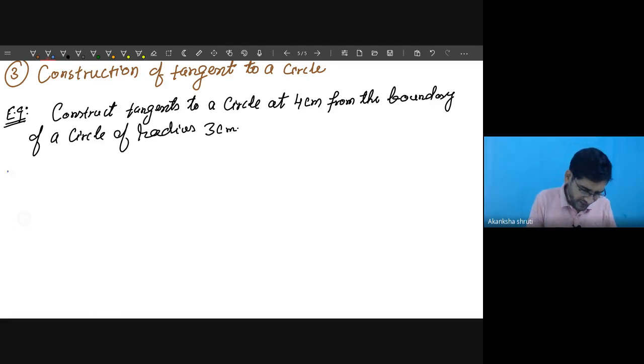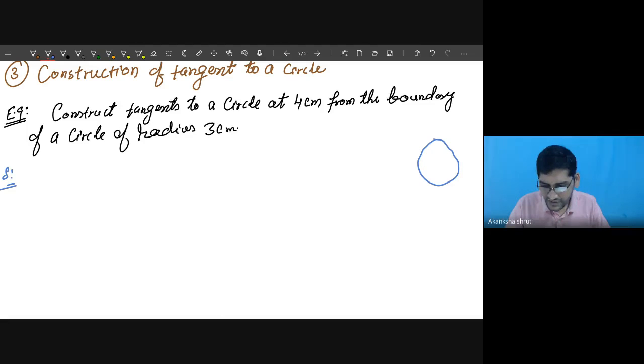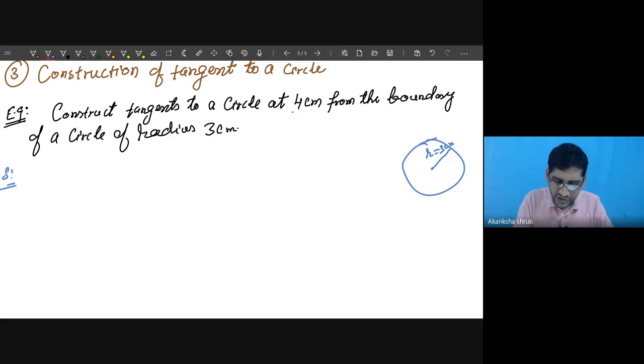So the step number 1, the circle, or just understand what we need. So we need the tangent to a circle. The given circle is of radius 3 centimeter. But it is given that you have to draw a tangent from a point which is 4 centimeter away from this. So this is given as 4 centimeter. Okay, student?